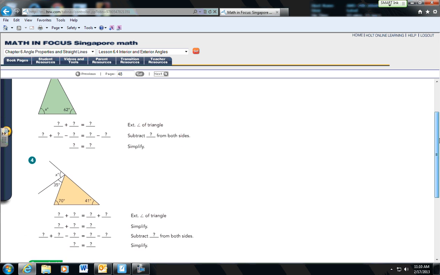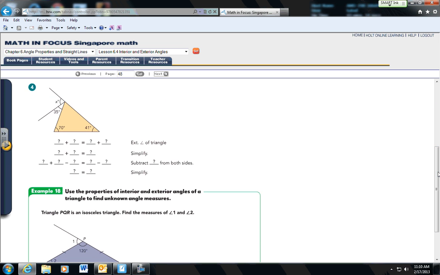Let's look at guided practice number 4. Again, they're asking you to find the variables here. In this case, they're asking us to solve for x. So we use, again, that knowledge that we look at the interior angles away from it, which are 70 and 41. The only difference this time is that they've broken the exterior angle into two angles, the x and the 35. Both of them together are the exterior angle, so both of them together have to equal the 70 plus the 41. So that's what we'll write in there.